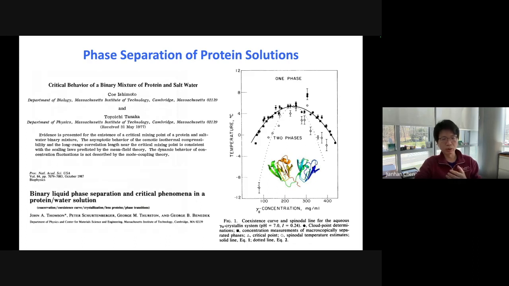Ishimoto and Tanaka showed that in lysozyme protein solution, as you increase the salt, the proteins become more sticky and the repulsion between proteins is reduced. They tend to stick to each other, and they will eventually demix and phase separate. So it is known that proteins can do that. Later on, George Benedek from MIT studied quite extensively how alpha crystallin, a protein in our lens, can phase separate, and showed that this follows the classical liquid phase transition.